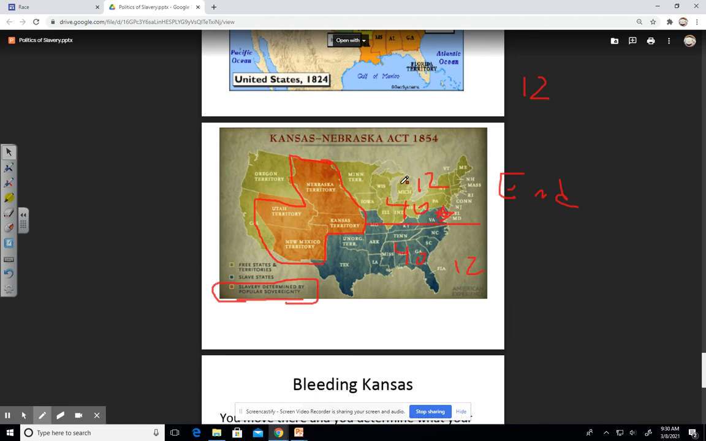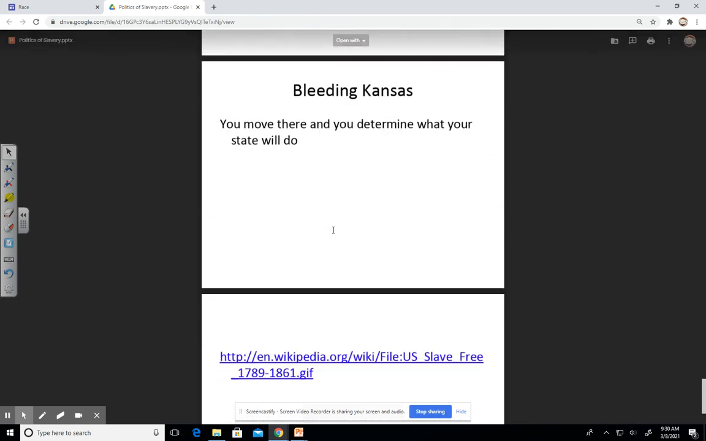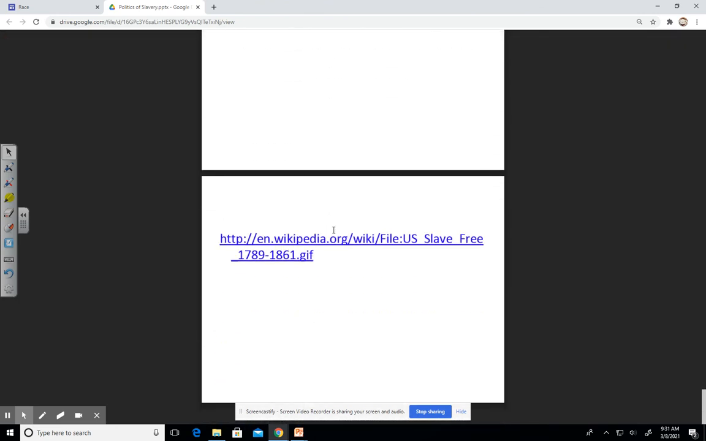So what do you think is going to happen? The people from this section are going to move there. The people from this section are going to move there, and it's going to be a mess, which will lead to the Bleeding Kansas situation. Whoever moves there can determine what will happen.